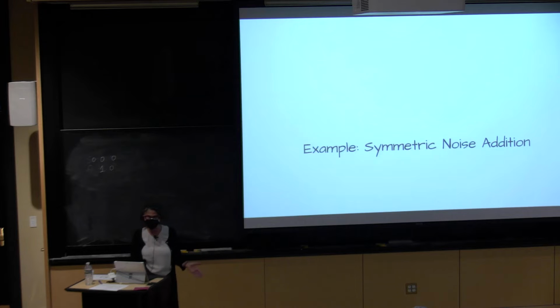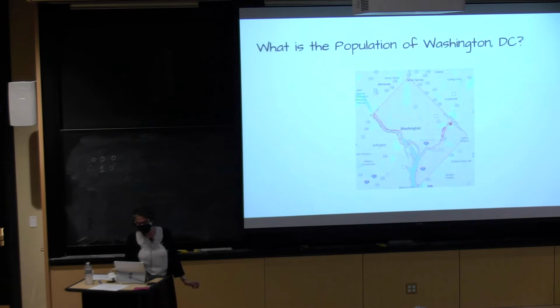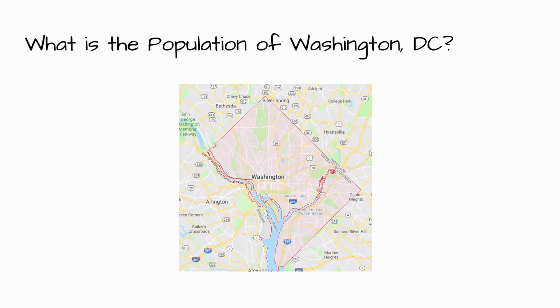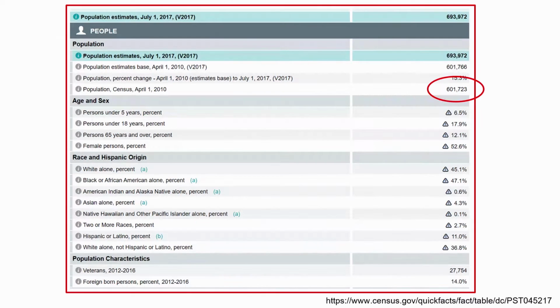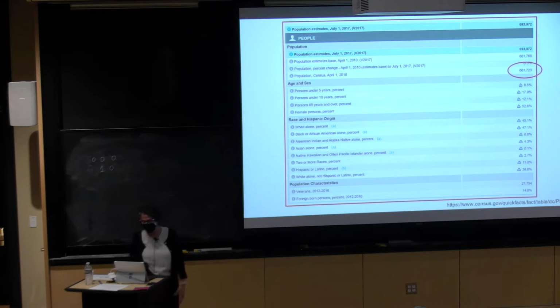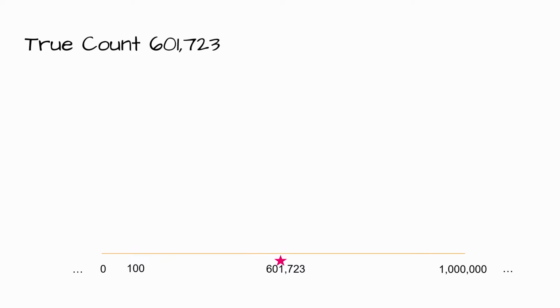So here's a simple example. There are many differentially private algorithms. There are several primitives. But here's a simple example, which is symmetric noise addition. So maybe you want to know what's the population of Washington, D.C. And you look at some numbers from the census, and they estimate the population in Washington, D.C. on July 1st, 2017 as 601,723.